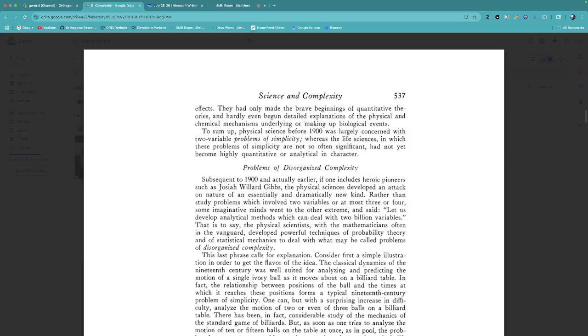So you remember that typology I showed you before I got into the paper? We have these three different categories, and this is where we're getting into those latter categories. If we look at what physics has done in its history, rather than study problems which involve two variables or almost three or four, some imaginative minds went to the other extreme and said, let us develop analytical methods which can deal with 2 billion variables.